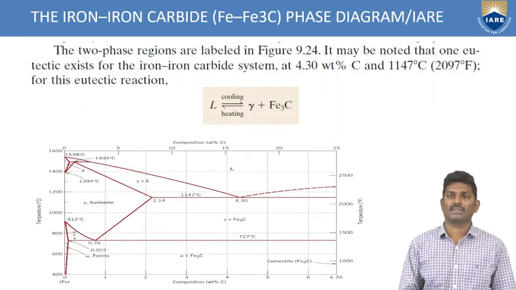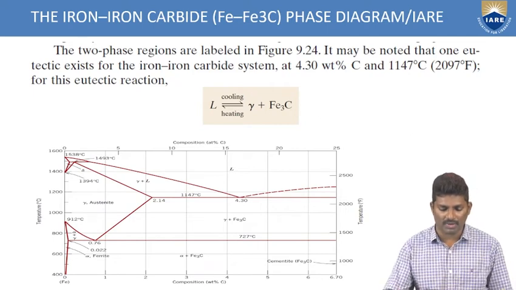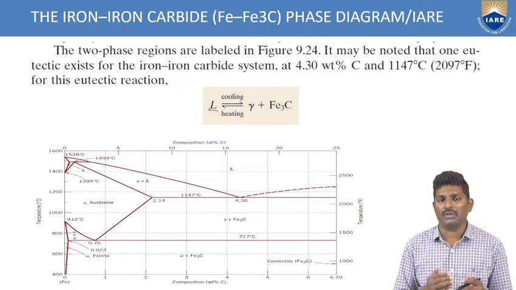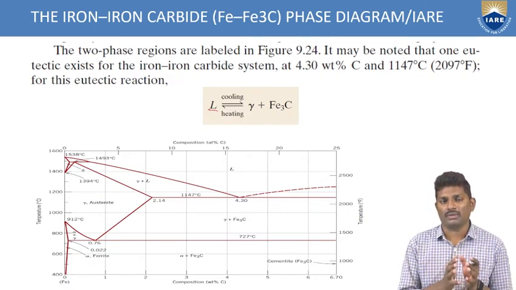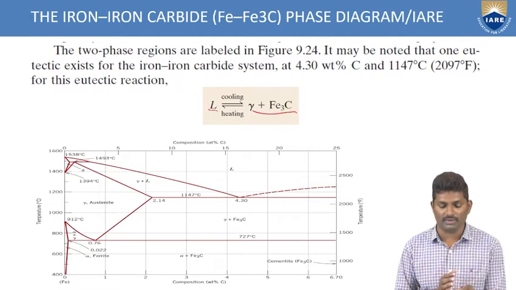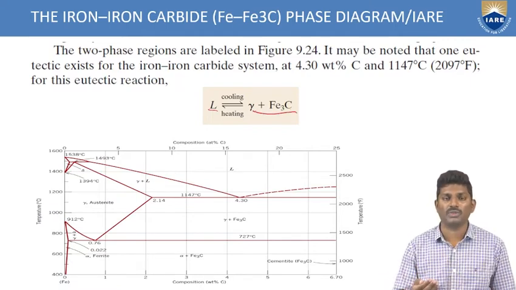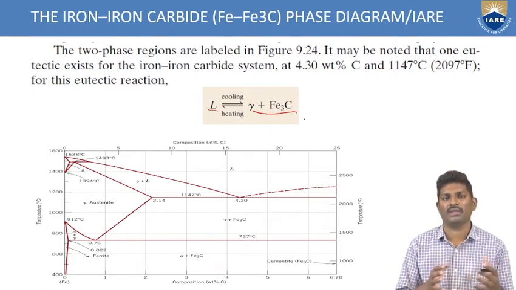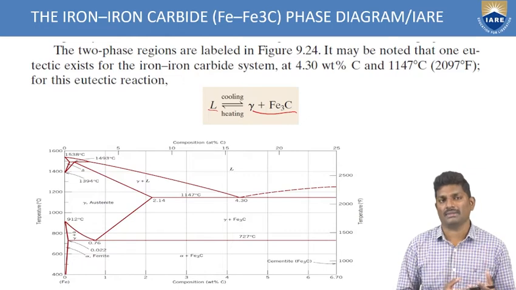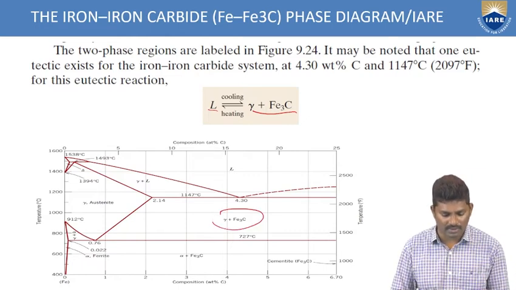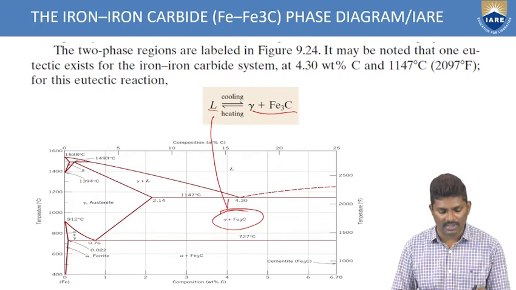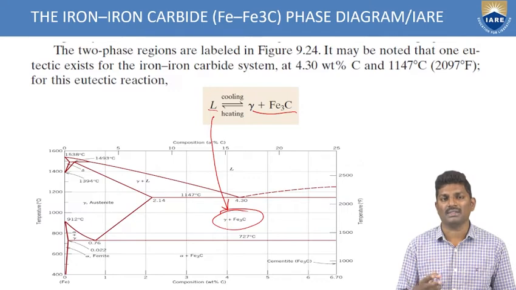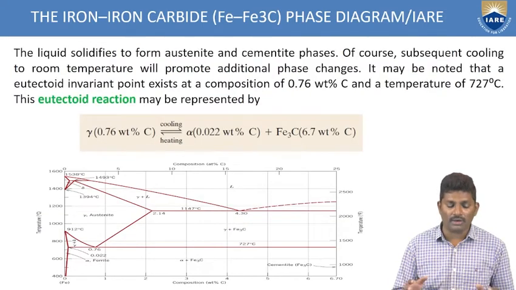So the two phase regions which are labeled in this can be noted as a eutectic system. So what does eutectic mean? When a liquid, on heating or cooling, transforms to two solids, that is gamma plus Fe3C. This type of reaction is called a eutectic reaction. So this is called a eutectic reaction when the liquid is transforming to two solids. Similarly, what is eutectoid?